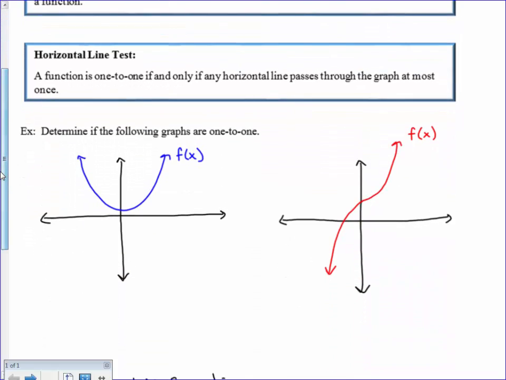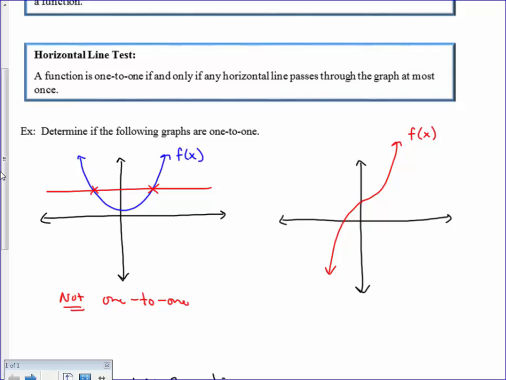So here, let's look at these two graphs and determine if they're one-to-one. This one, we see if we draw a horizontal line, it crosses once here and twice there. So this particular function is not one-to-one.